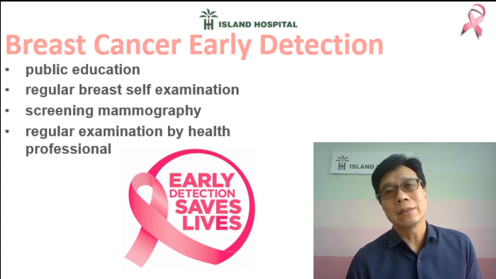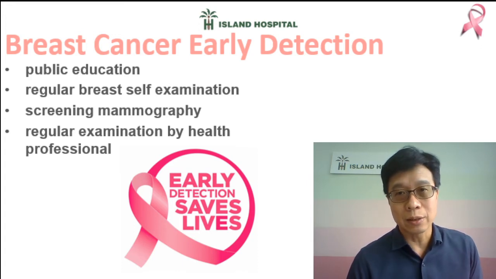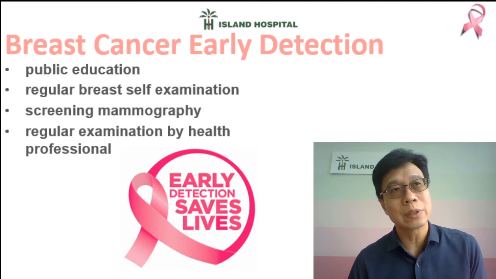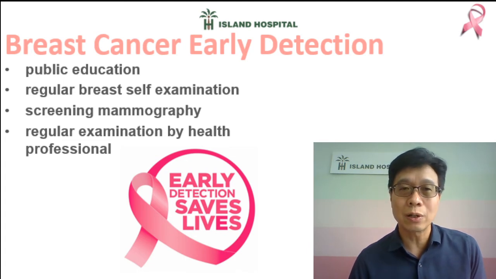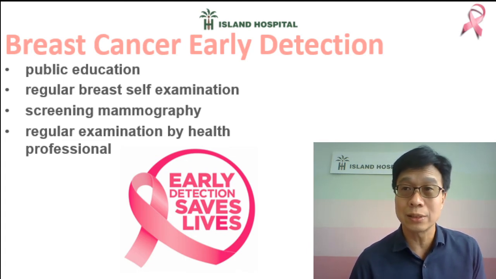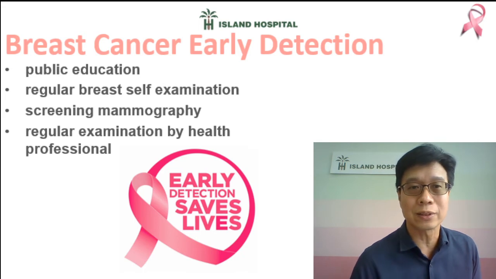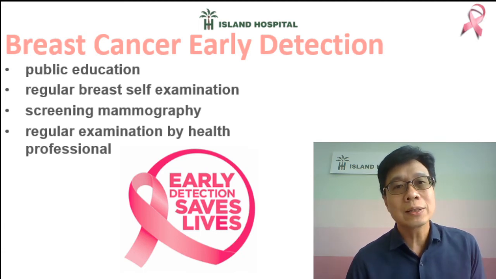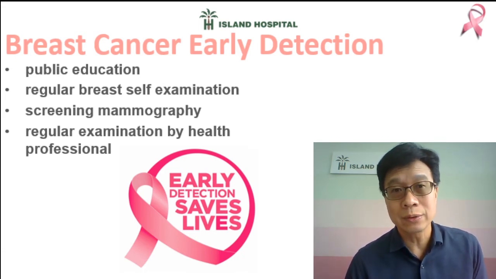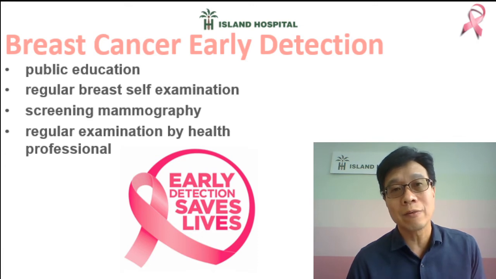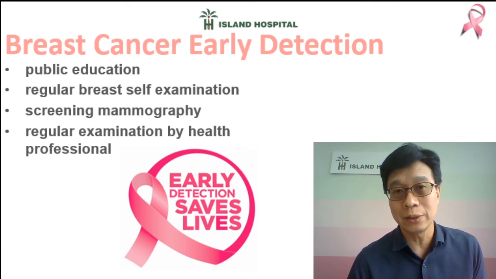Now, as I said earlier, the important part is to detect breast cancer early. And how do we do that? Firstly, by public education, like what we're doing now. So it teaches everyone to look out for signs of breast cancer, and present themselves early to the doctor. Regular self-examination is very important and should be practiced by every woman above the age of 20, and this should be done every month.